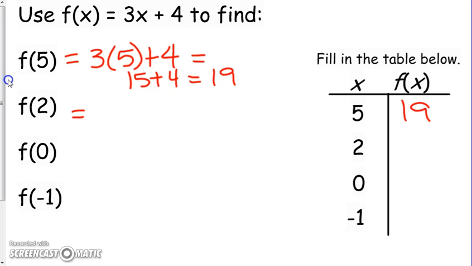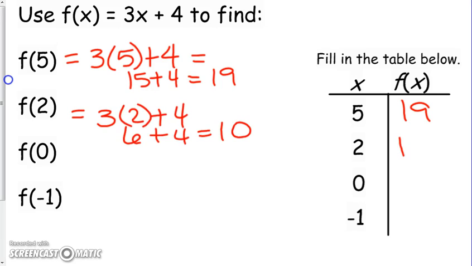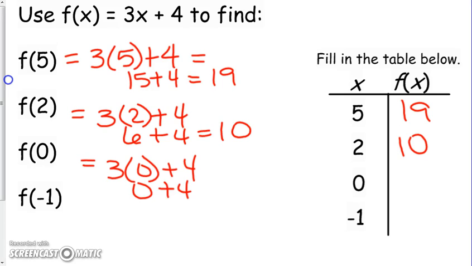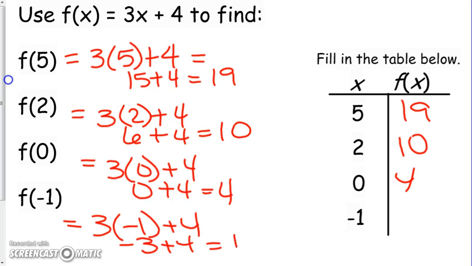F of 2, do exactly the same thing. Use the exact same equation. 3 times 2 plus 4, that's 6 plus 4, so that equals 10. Again with 0, 3 times 0 plus 4 is going to be 0 plus 4, so that equals 4. And then we have 3 times -1 plus 4, so that's -3 plus 4 equals 1. Now once you have your table, you can graph it and continue on.